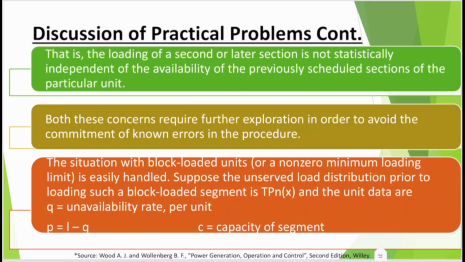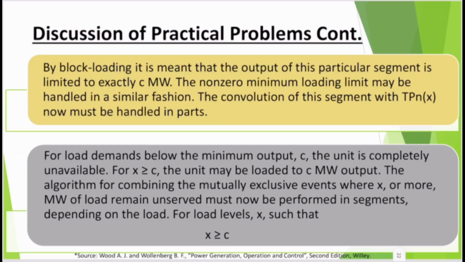The situation with block loaded units or a non-zero minimum loading limit is easily handled. Suppose the unserved load distribution prior to loading such a block loaded segment is P_n(X), and the unit data are Q, the unavailability rate per unit, P, which is 1 minus Q, and C, the capacity of the segment. By block loading, it is meant that the output of this particular segment is limited to exactly C megawatt. That is, the non-zero minimum loading limit may be handled in a similar fashion.